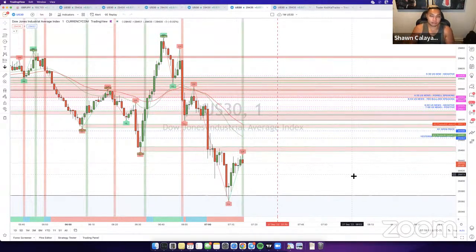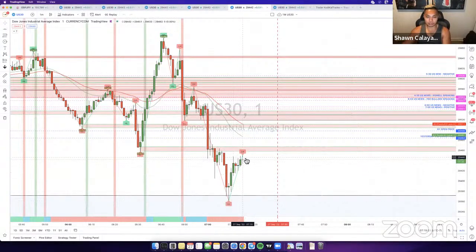It looks like it's trying to establish a new range right here. As you can see, we have a low right here. It's trying to establish a high. If it comes back down after it establishes a high, then it's producing a new range below here.